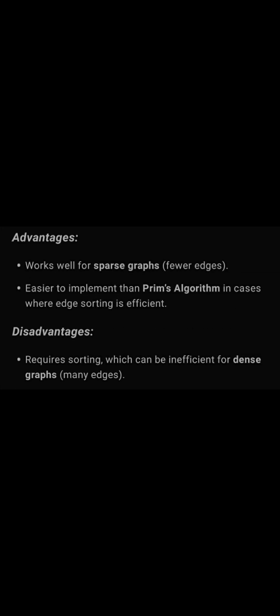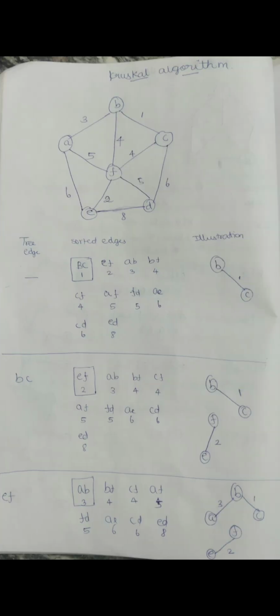Then advantages and disadvantages. We will see the advantages and disadvantages. After that, we look at the examples. Time complexity we will explain last. What is meant by Kruskal algorithm? We will talk about it later. To find the minimum spanning tree, we explain the conditions, steps, and how to include edges. After that I will explain it.